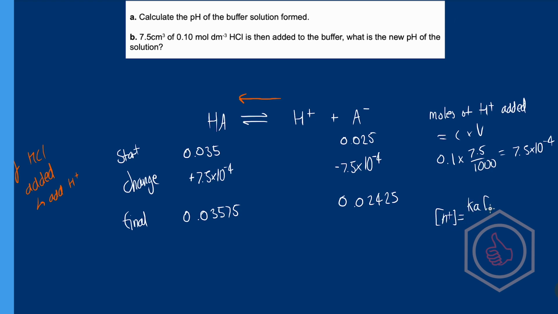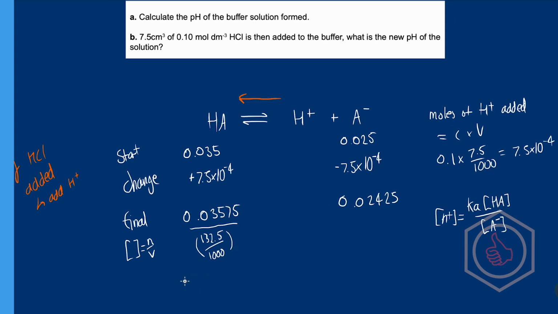So we need to convert these mole values of HA and A- to concentration. To do that, we're going to divide number of moles by volume. So 0.03575 divided by 132.5 divided by 1,000. Notice the volume is now 132.5 because it was 125 centimeters cubed and we've just added 7.5 centimeters cubed of the hydrochloric acid solution, giving a total volume of 132.5.